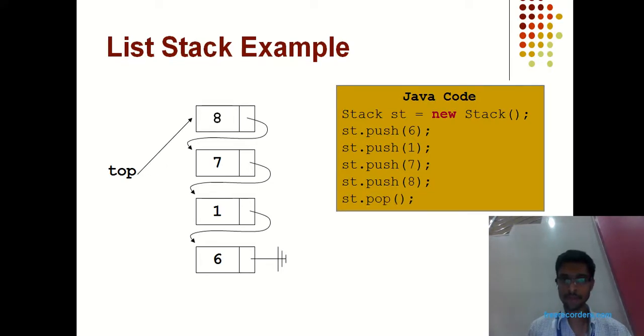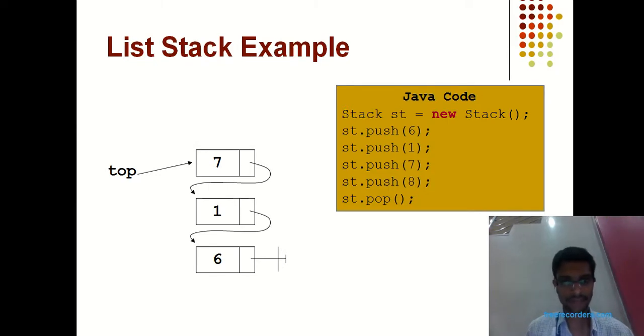Now we are going to pop an element. Pop deletes at the top of the stack of the list. The element at the top of the stack, which is 8, will be removed. Before we remove the element 8, we assign top as the element before the top, and now we remove the link and we delete the element.